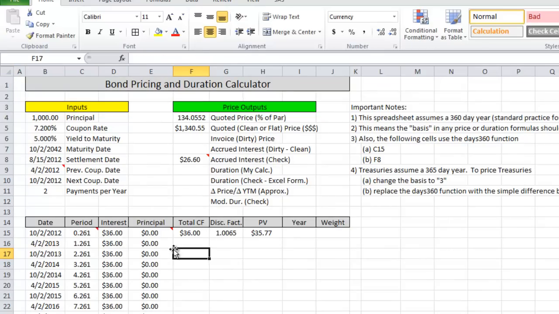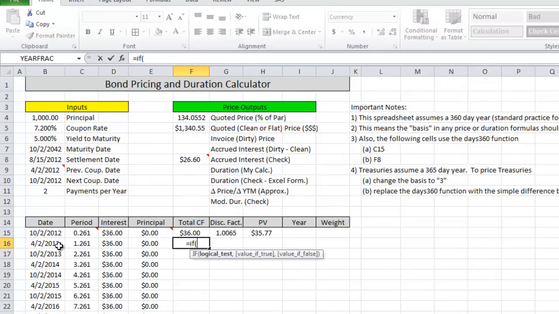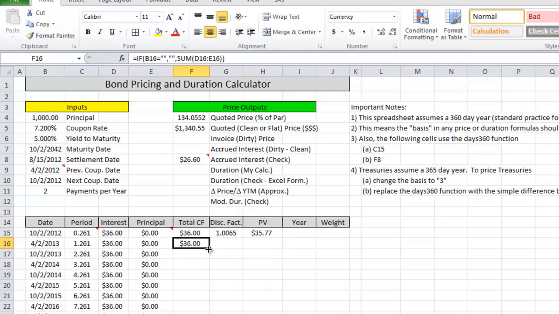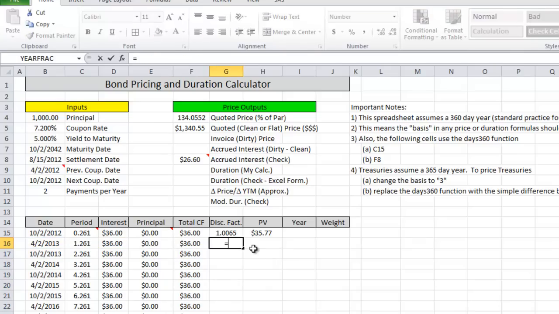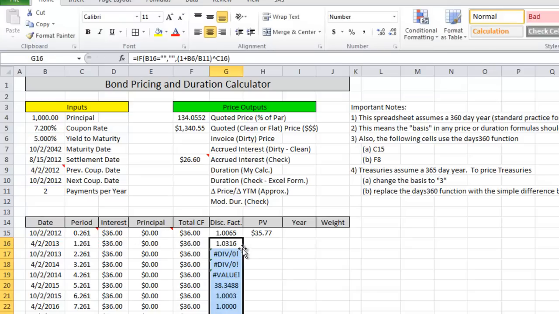For total cash flows, again, similar concept. We're going to say if the date equals nothing, give me nothing. Otherwise, give me the sum of these two cells right there. Should be good to go on that. Double click down. Discount factor. Again, if the date equals nothing, give me nothing. Otherwise, give me 1 plus periodic rate. That's yield to maturity divided by payments per year, raised to the number of periods. Should be good to go. Shoot it on down the line.